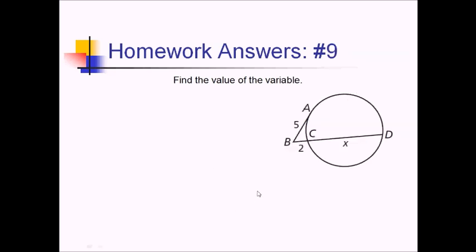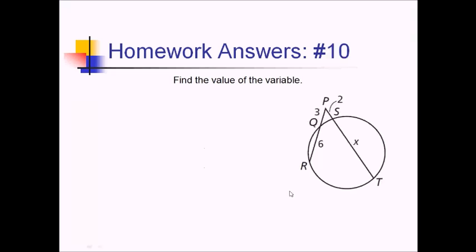For number 9, we have a tangent and a secant. So we can do c squared equals a times a plus b. So 5 squared equals 2 times 2 plus x. So we've got 25 on the left and 4 plus 2x on the right. We subtract 4, we've got 21 equals 2x. So x then is going to be either 10.5 or 21 over 2, either way.